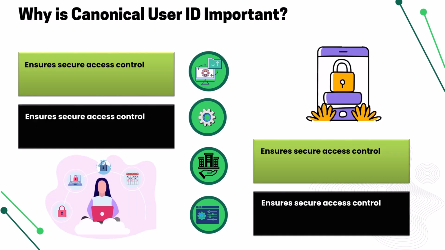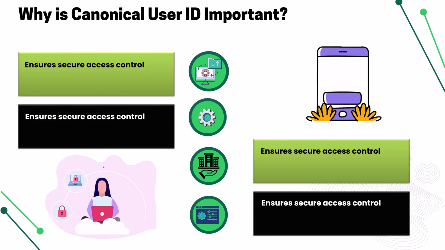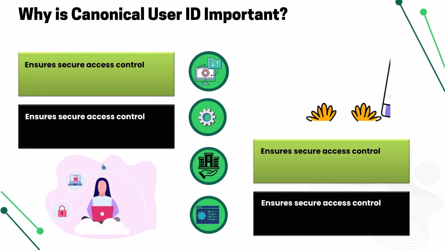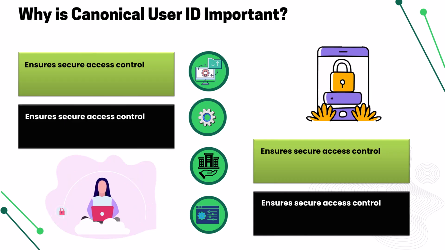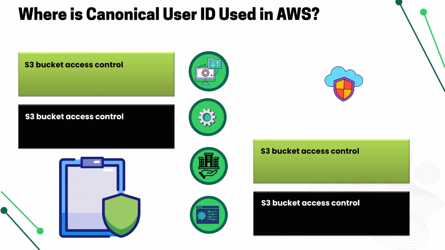Why should we care about Canonical User ID? Well, imagine a world where AWS accounts couldn't recognize each other. Chaos. This ID ensures secure access control, helps with cross-account permissions, and is vital for managing S3 bucket policies. Without it, AWS security would be like an open door policy at a top secret facility. Not ideal.